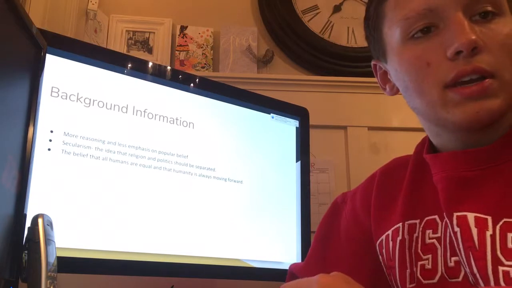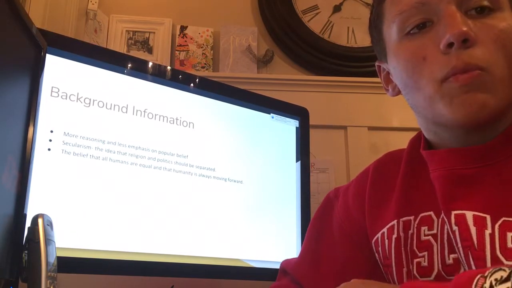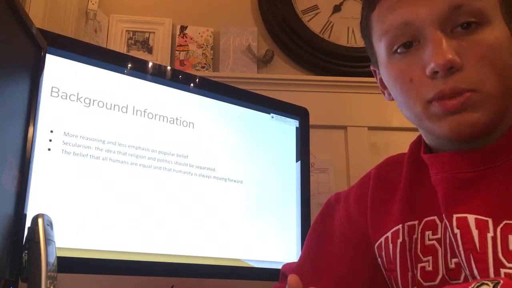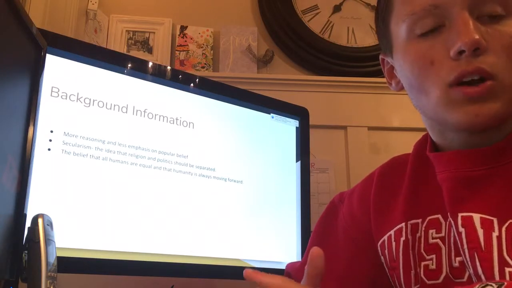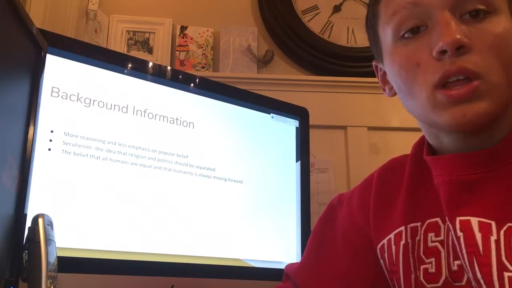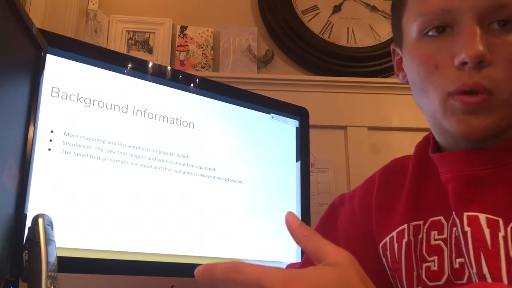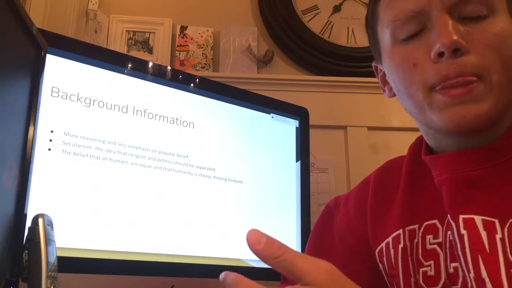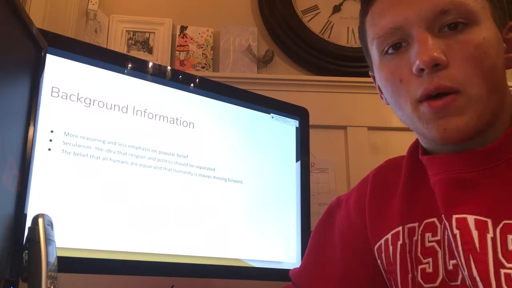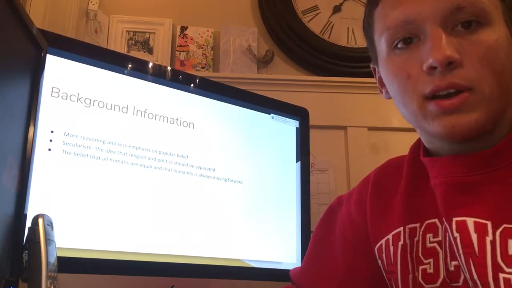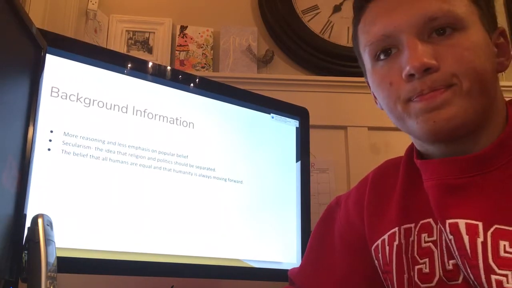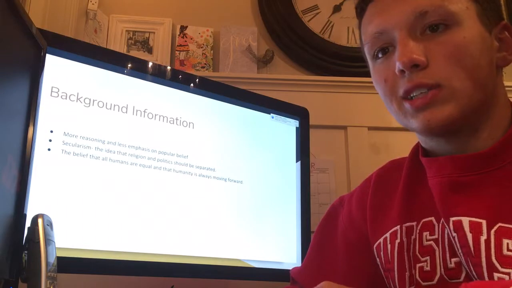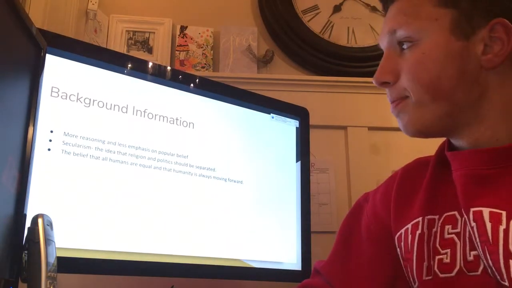The other idea is secularism, which is the idea that religion and politics should be separated. And then also the belief that all humans are equal and that humanity is always moving forward. So that is the idea that it's a progressive society and they're always trying to advance and make things better, whether it be the printing press or other technologies that were created.